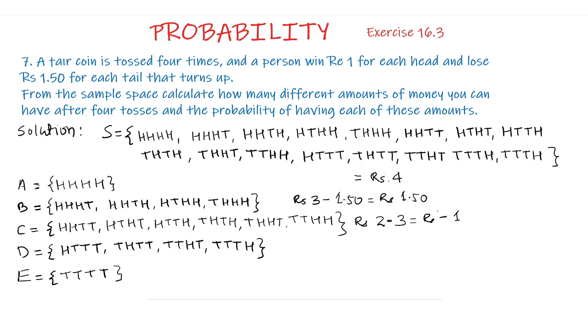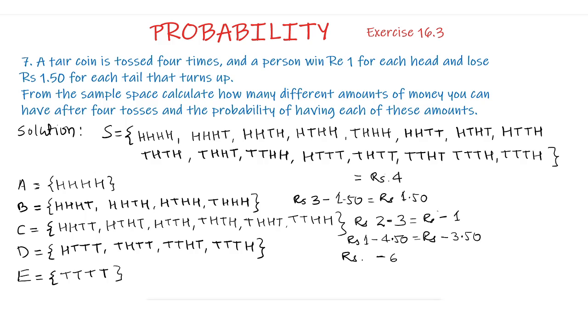And for 1 head and 3 tails, there is an earning of rupee 1, and for 3 tails there is a loss of rupees 4.50, since 1.5 multiplied by 3 is 4.50. So that gives us a loss of rupees 3.50. So that is minus 3.50, we write for loss. And for no head, all tails, the loss is 4 multiplied by 1.50, which is rupees minus 6.